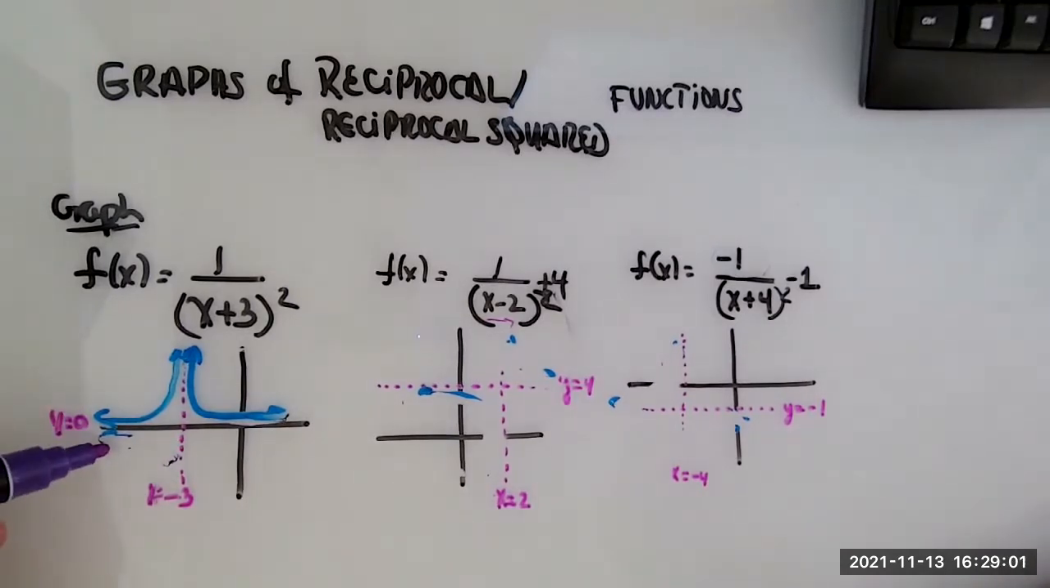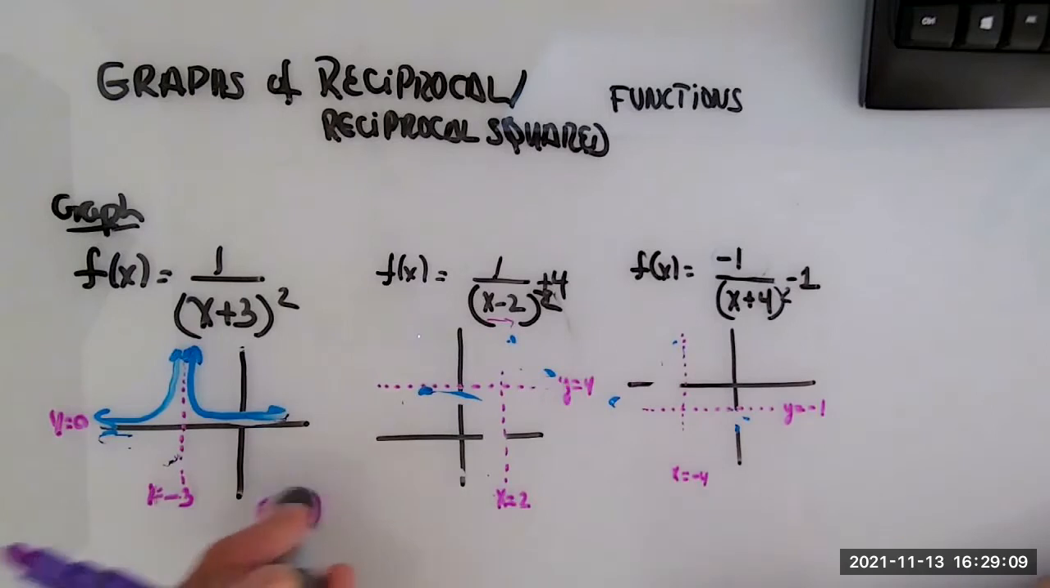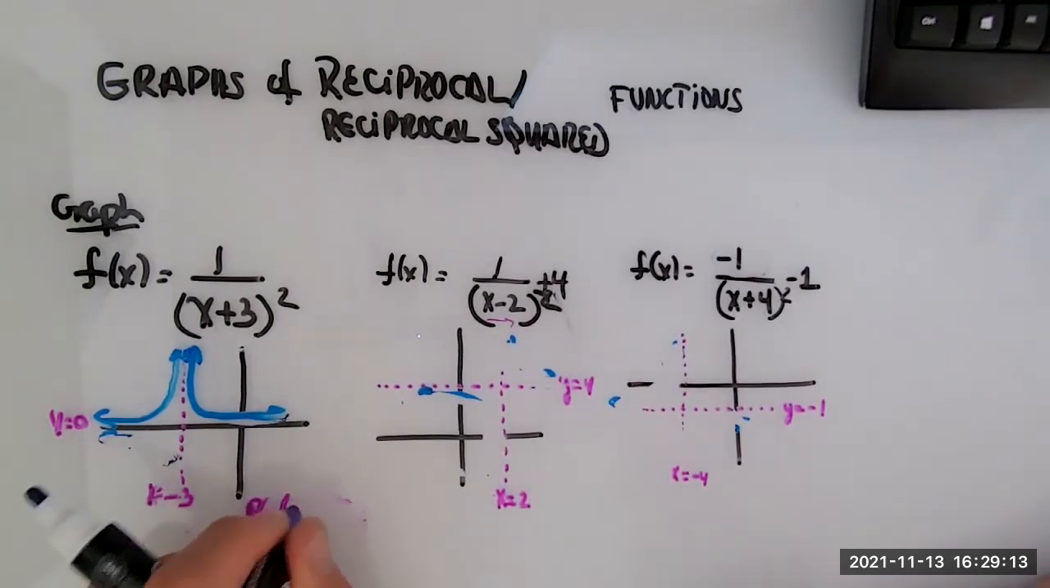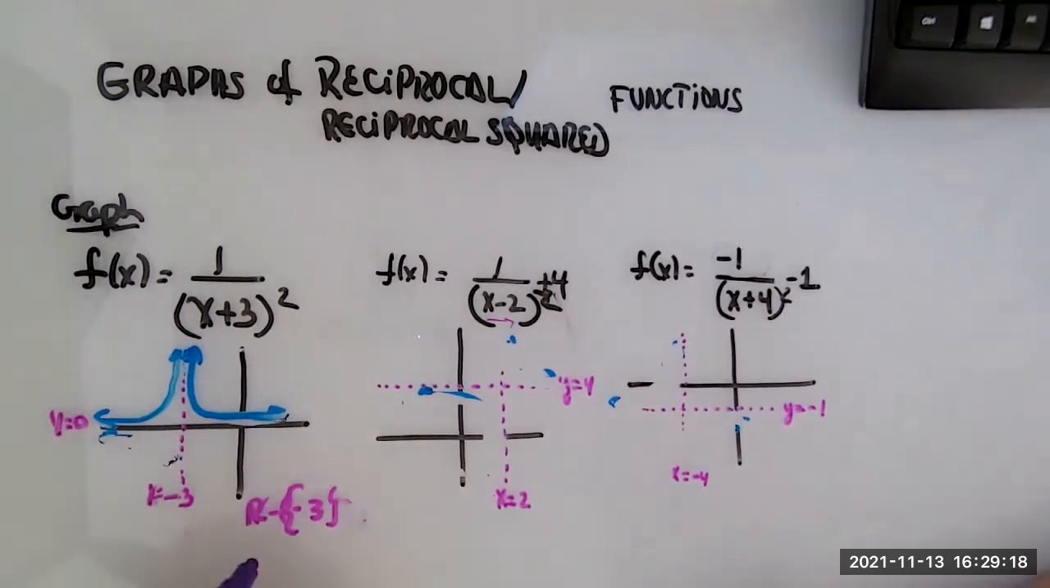The domain, I'm sorry, never mind. The domain is all real numbers except negative 3. So all real numbers except negative 3, and the range is from 0 to infinity, excluding 0.